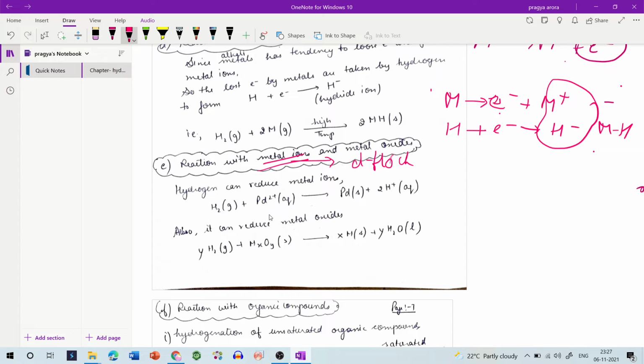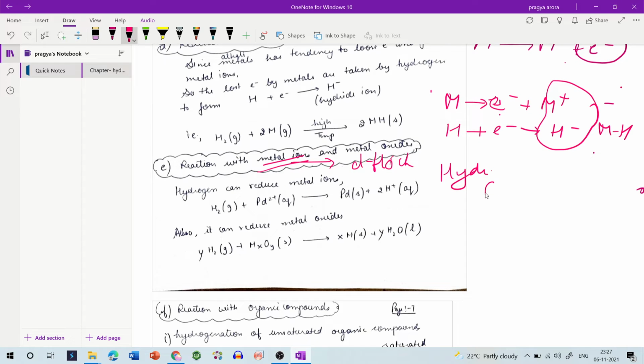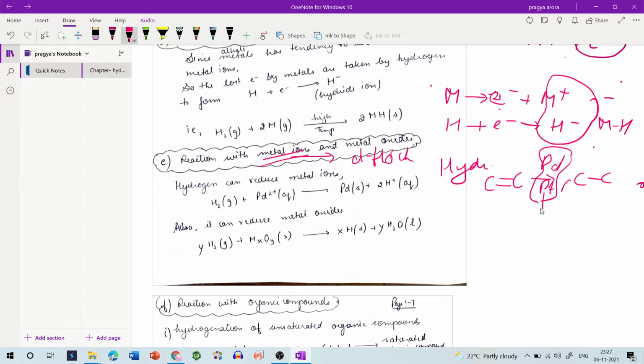So these d block elements, we can study the hydrogenation reaction. If we want to convert some unsaturated bond to a saturated one, we use catalysts like palladium, platinum. So why do we use these catalysts? These catalysts contain voids in their lattice.